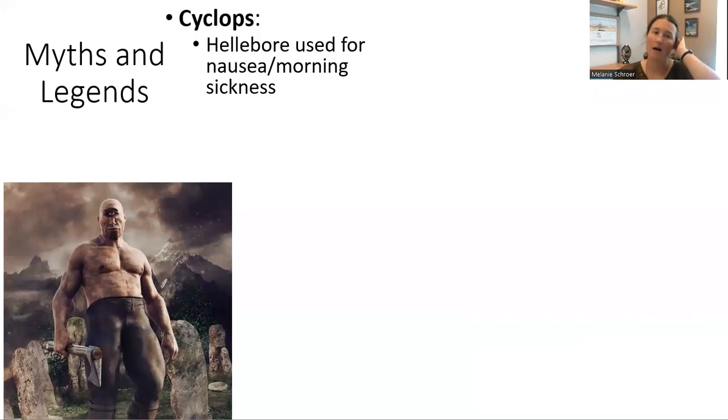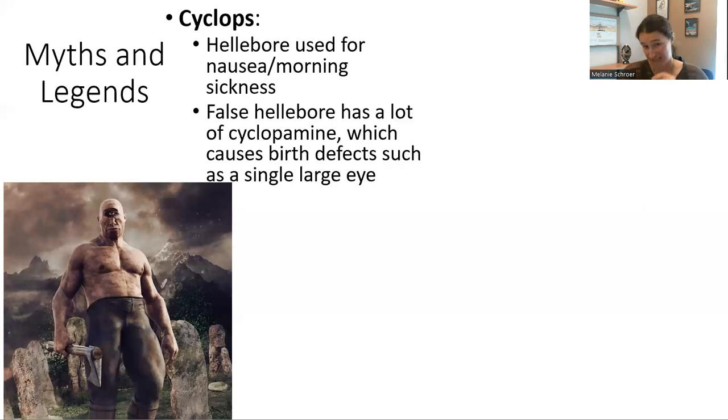Another example from Greek mythology, the Cyclops. I'm going to bring this one up because once again, myths and legends are often based in some kind of history, some sort of actual science. And so the Cyclops, of course, this creature with only a single eye, was actually based on real life experiences. A plant called hellebore was used by pregnant women to reduce their nausea and morning sickness. The problem is that another plant, which looks very similar to this helpful plant, has a lot of poison. There's cyclopamine, which of course is named for Cyclops.